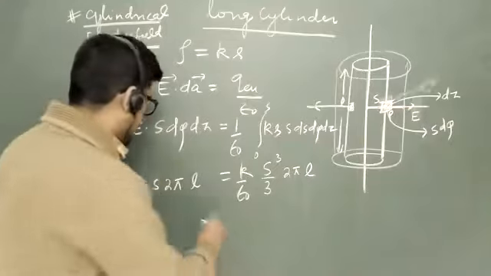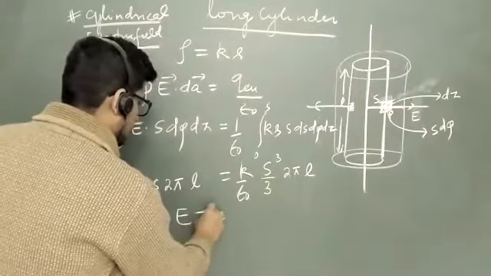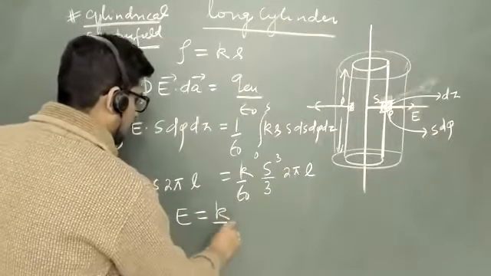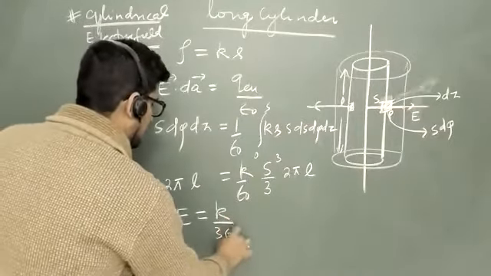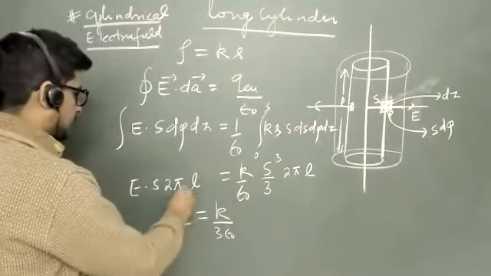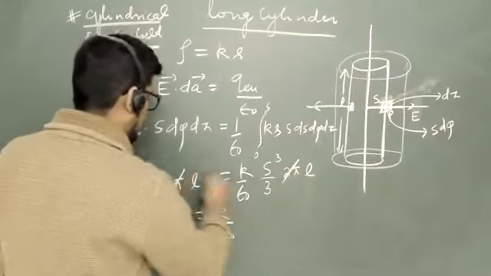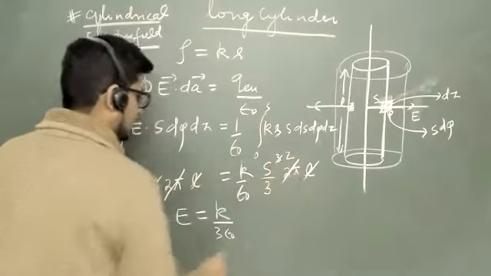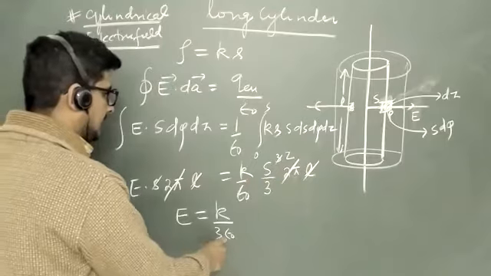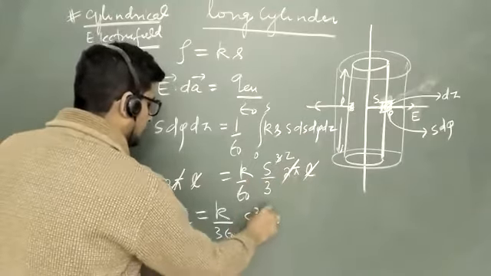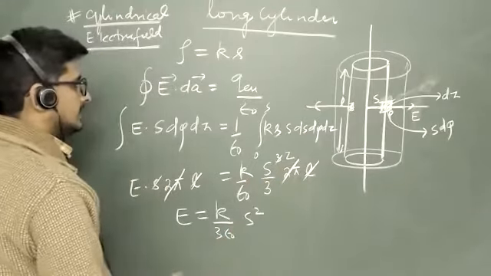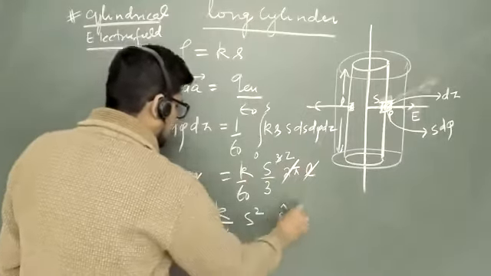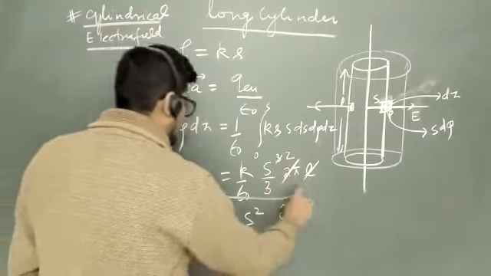Tell me. E will become K H square upon 3 epsilon naught over 2 pi S. The 2 pi will cancel, L will cancel, and S will give you S square. So E is K by 3 epsilon naught times S square. And what is the direction? S cap.